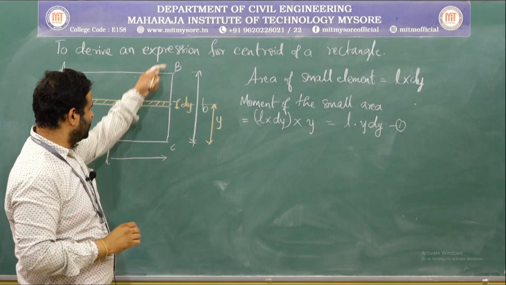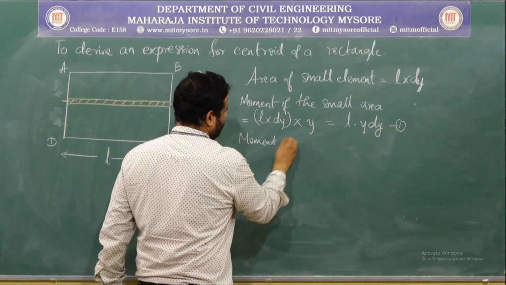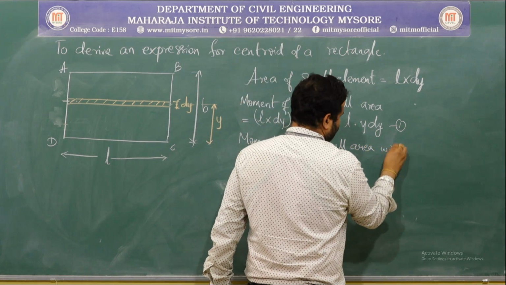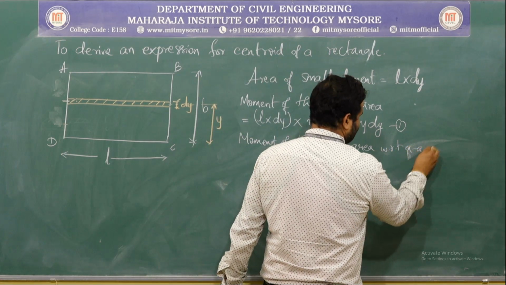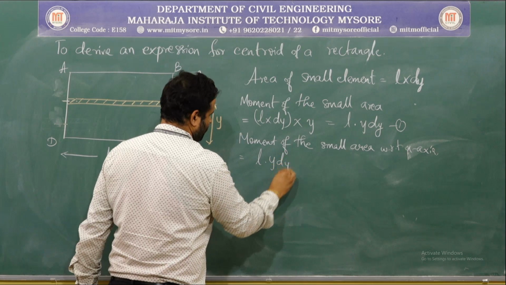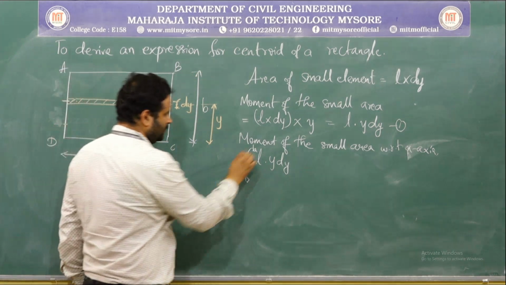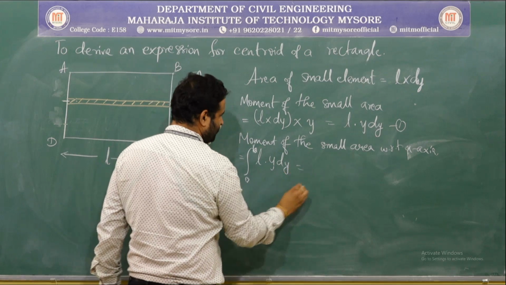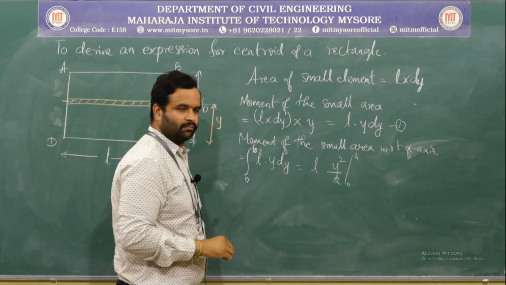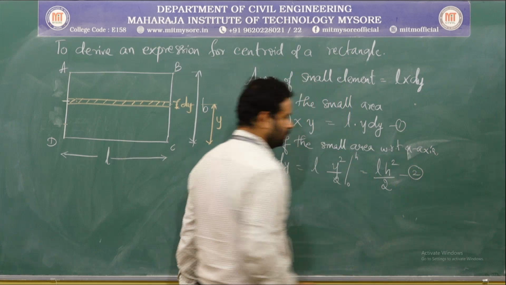Now let us consider the entire rectangle with respect to this small area, that is, moment of the small area with respect to x axis is given by integral of L y dy, and we apply the limits as 0 to B for y. So after integrating we get L, if I take it outside, y square by 2 from 0 to B, or this is equal to L into B square by 2, equation number 2.